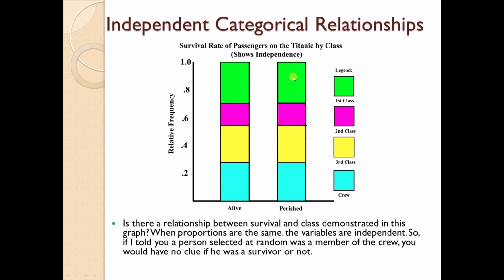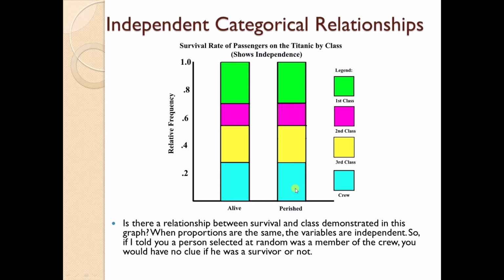Or would you be able to say there's a good chance this person died? Well, not really, because they could have died or lived. There's no way to know. Same thing for second class, because they're in at the same proportion. All the way through, they're like that.